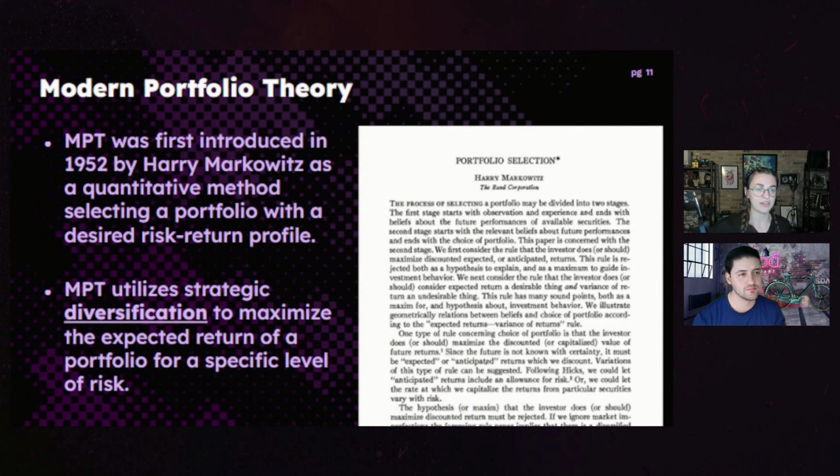So modern portfolio theory was first introduced in 1952 by Harry Markowitz as a quantitative method for selecting a portfolio with a desired risk-return profile. A lot of people who watch this show are options traders. We very highly value being able to have more control over our risk-reward profile than just trading stock. And this theory uses diversification to tune a portfolio to your desired risk-reward level, specifically to find a portfolio that maximizes expected return for a specific level of risk.